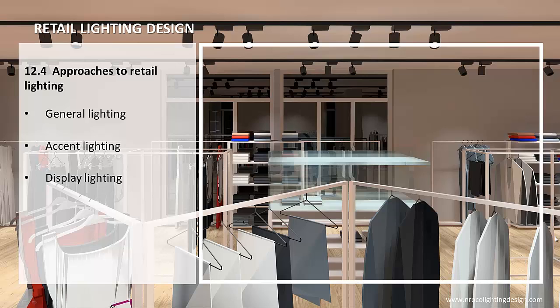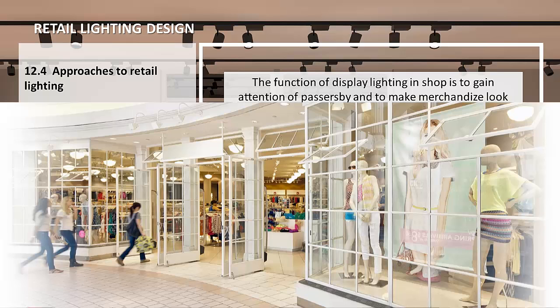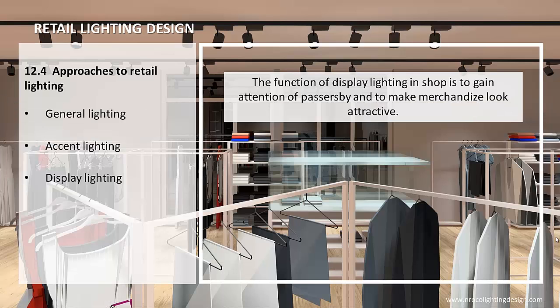Chapter 12.4.3 Display Lighting. The function of display lighting in shop windows is to gain the attention of passers-by and to make the merchandise look attractive. Inside a shop, the main purpose of display lighting is to emphasize the desirable features of a specific merchandise. Inside a store, display lighting can be applied to merchandise open to examination, or to merchandise in showcases. Display lighting is designed to gain attention by using an appropriate combination of brightness, color, and modeling.